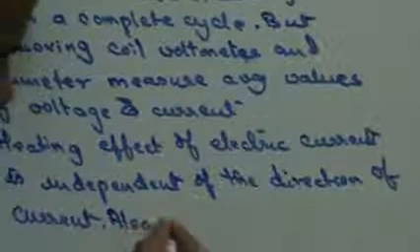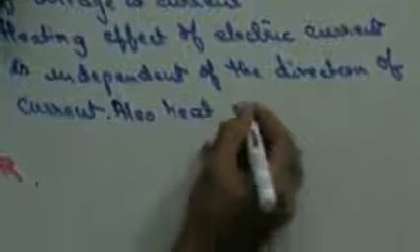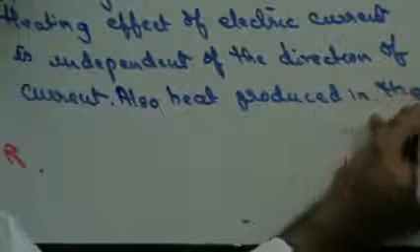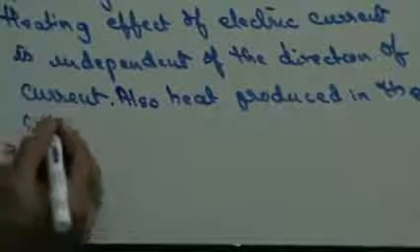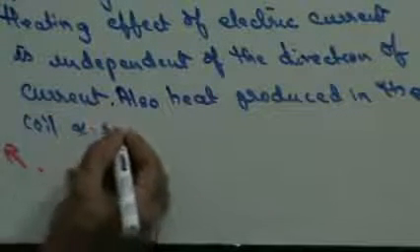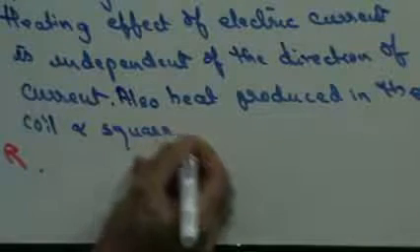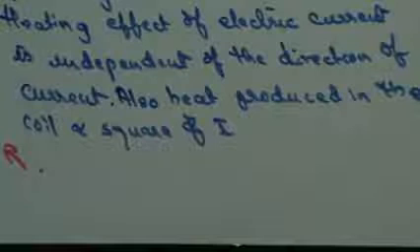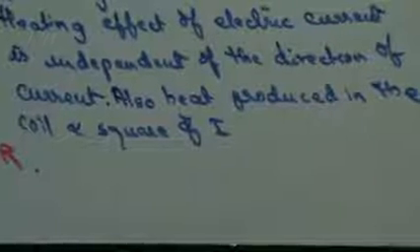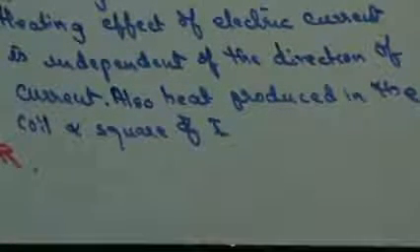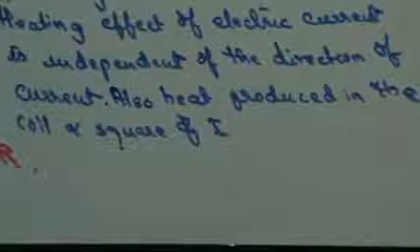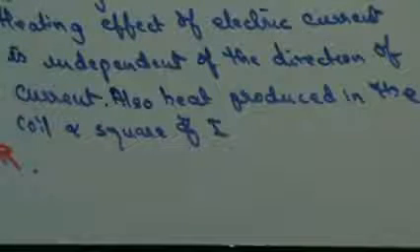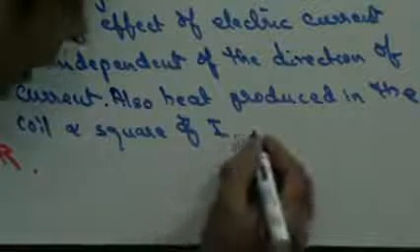Also, heat produced in the coil is directly proportional to the square of current. Right? Now, whether it is positive or negative, it is always going to be equal to the square of current, and this property is used for measuring alternating AC, EMF and current.